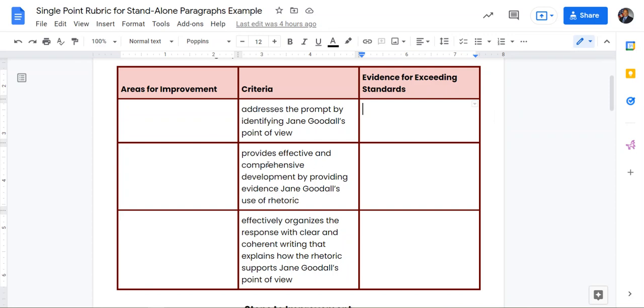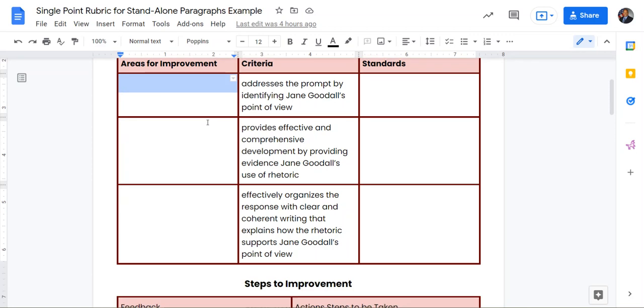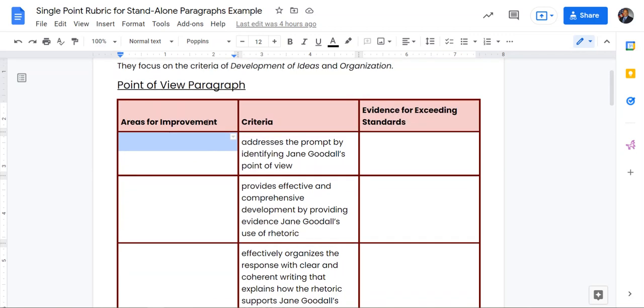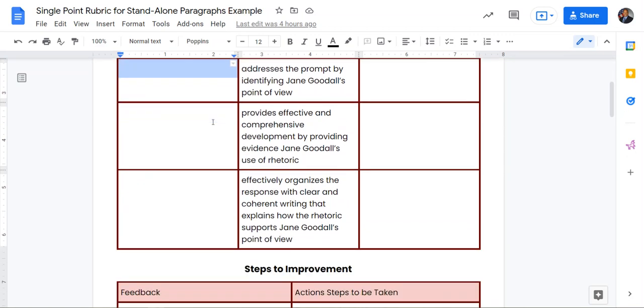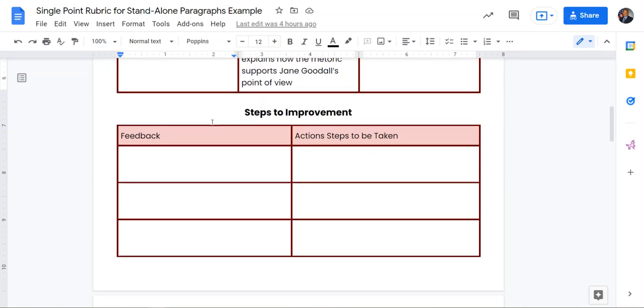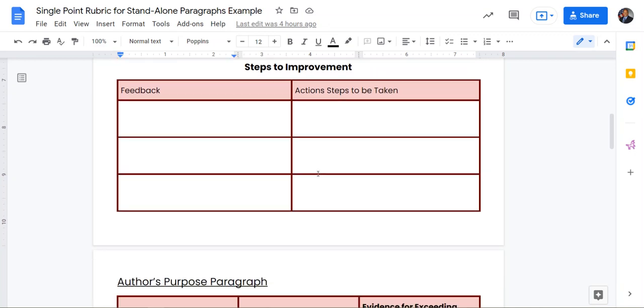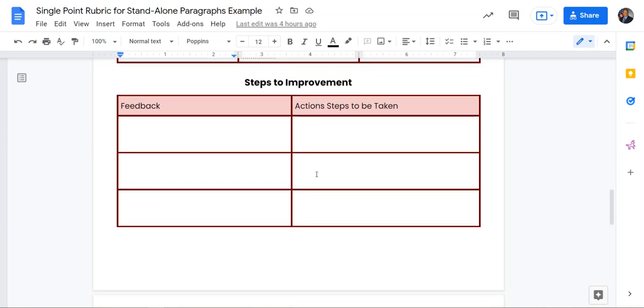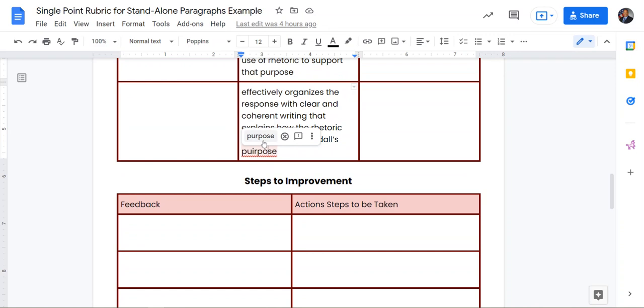You could also give this to students and have them critique their own writing, or they can critique each other's writing in teams or in pairs. So there's a lot of freedom that this single point rubric gives you. Then if you pair it with the action steps that they need to take, that gives them a chance to monitor their own learning, and can be a very powerful tool. So we have the same thing here for the purpose. Oh, and I've got a typo in purpose.